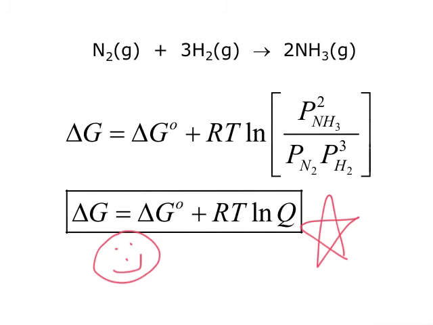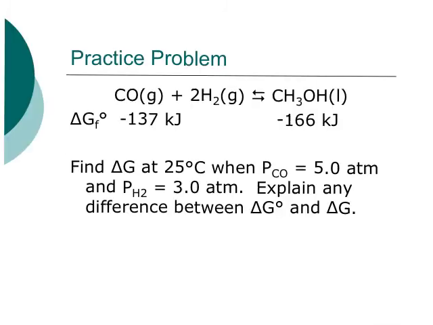So what I'd like to end with is a practice problem. So here we've got carbon monoxide reacting with hydrogen gas to make methanol. What I'd like you to be able to come into class with is your attempt to solve this problem. I want you to find the non-standard free energy change for the reaction up here, assuming that you're at 25 degrees, so I'm not going to mess with the temperature, but I am going to mess with the pressures. If we were at standard pressure, CO and H2 would be 1 atm. But as you can see here, they're 5 and 3 atm respectively.